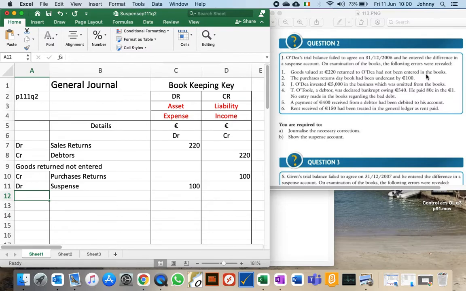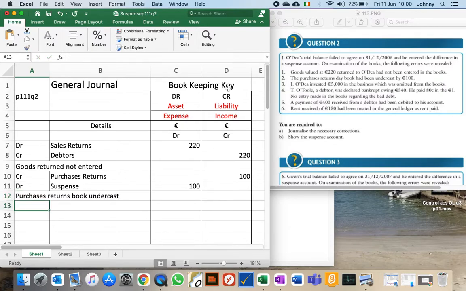not entered in the books. So that means it won't be a suspense for this one, okay? Oh, I just realized I have to put in my narration here. Purchases. Just copying straight from the question.